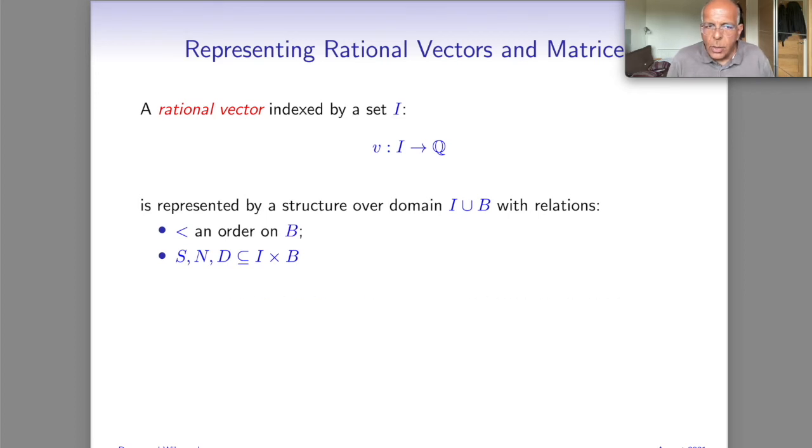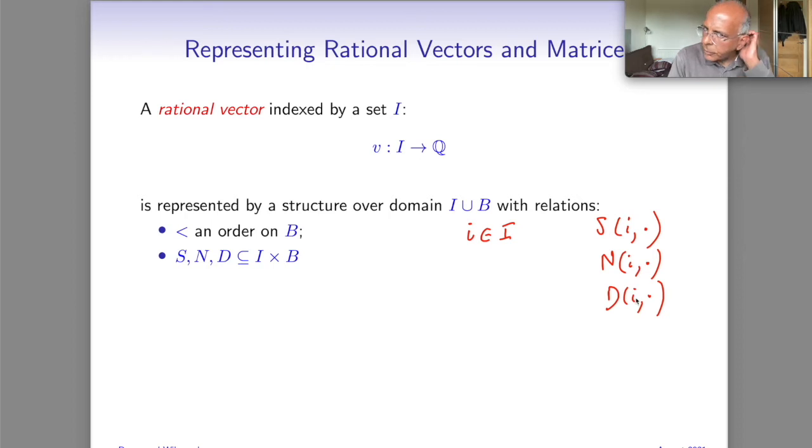So in other words, for each element i in I, you can think of each of these as a unary relation on B, right? Those bit positions which are related to i by S, by N, and by D, and that defines a number by the representation we had before.